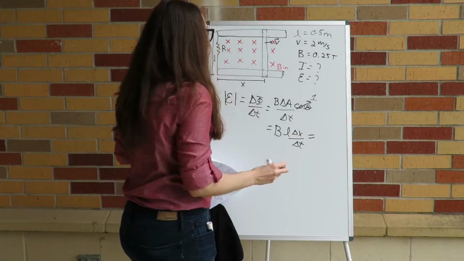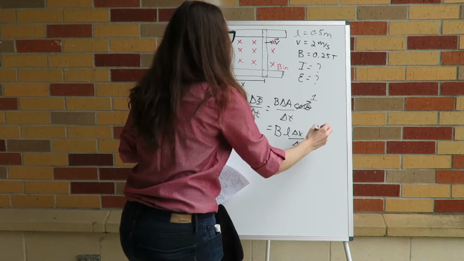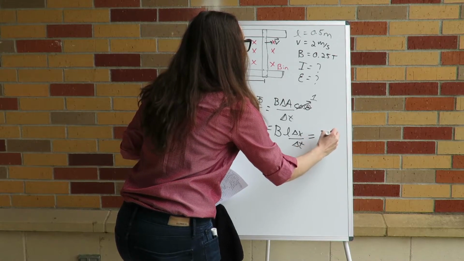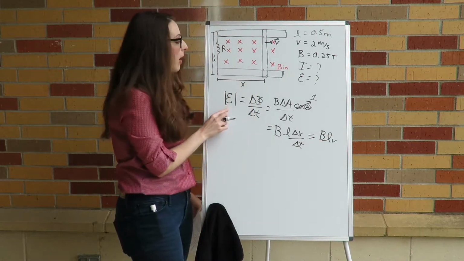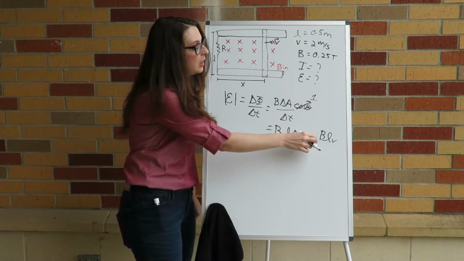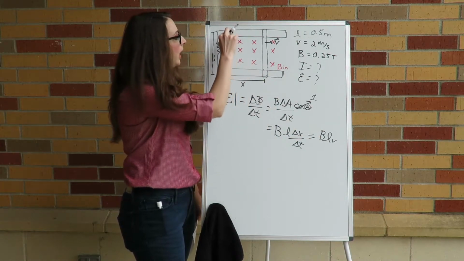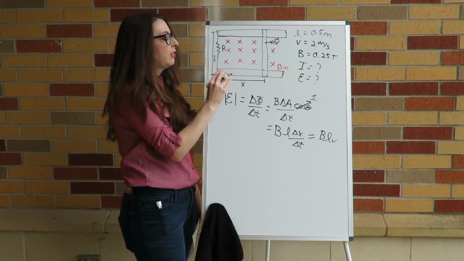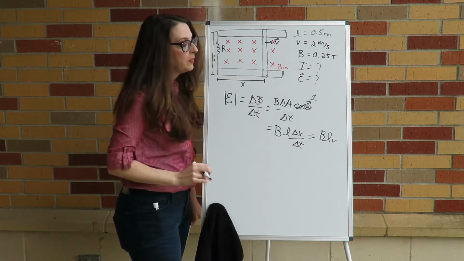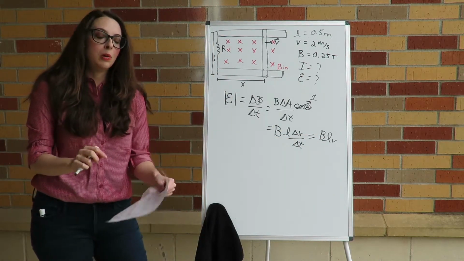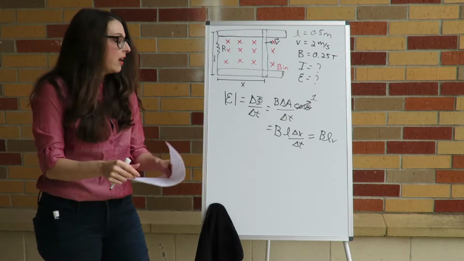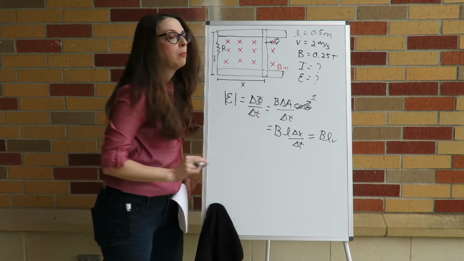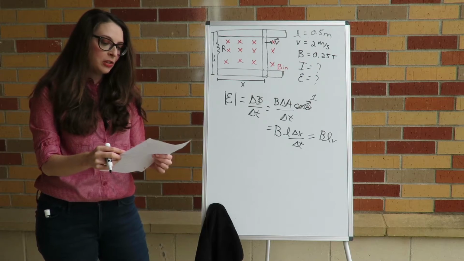So here we've arrived at our equation for motional EMF, that the EMF we can induce is equal to the magnetic field times the length of my conductor times the speed at which I'm moving it through this magnetic field. So that's the equation for the motional EMF, which we've just derived.